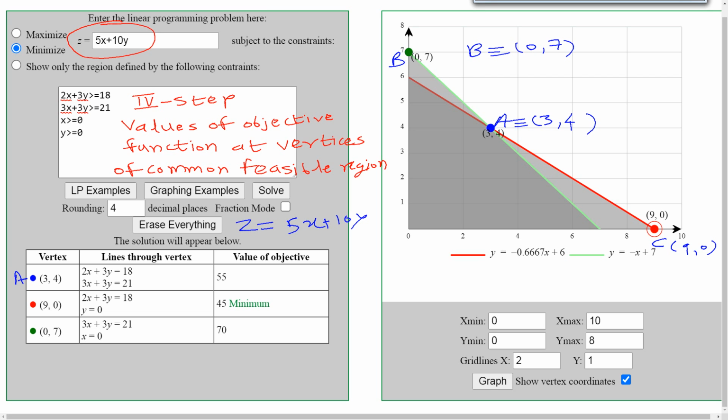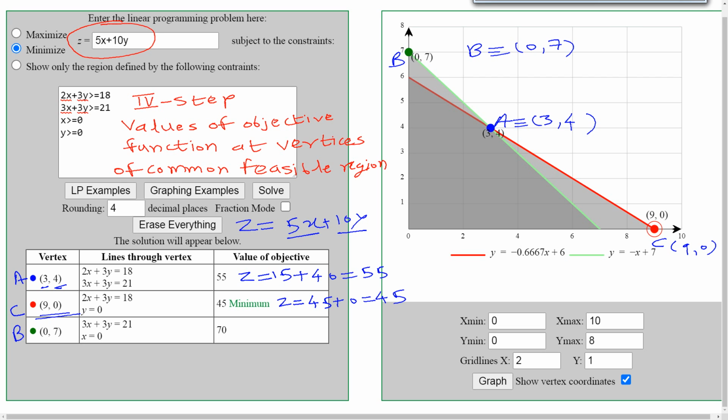A, C and B we are going to determine the values of the objective function. So at vertex A, put x as 3 and y as 4 in this. So 5 into 3 plus 10 into 4, that is 15 plus 40, and that equals 55. Next point is 9, 0. Again substitute x is equal to 9 and y is equal to 0. So 5 into 9 is 45, 10 into 0 is 0. So we get 45.